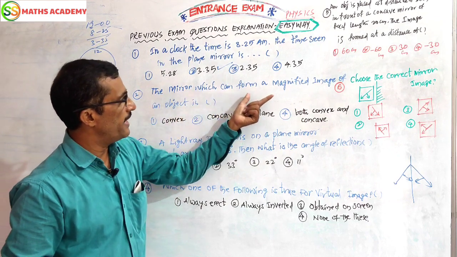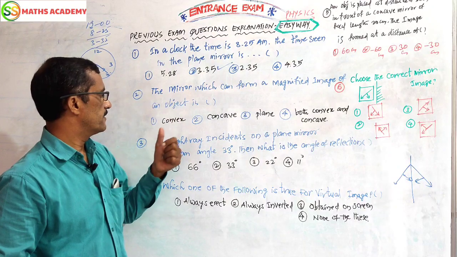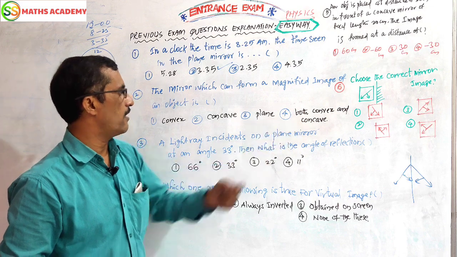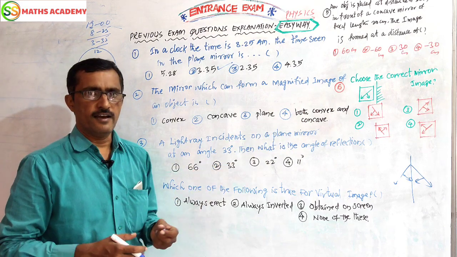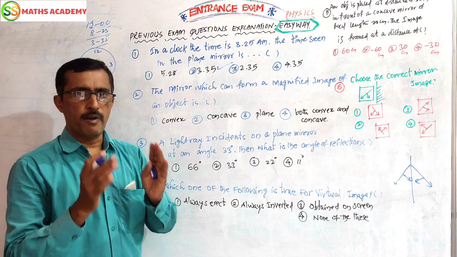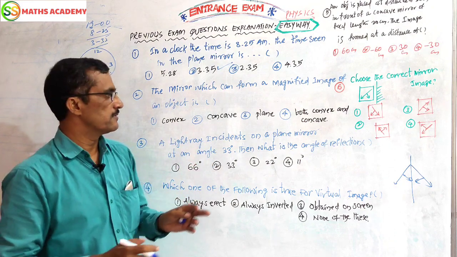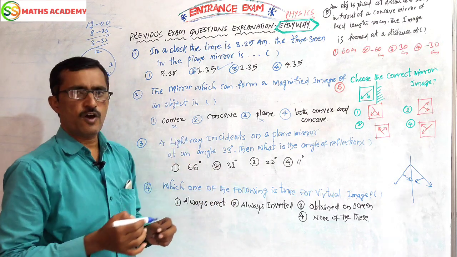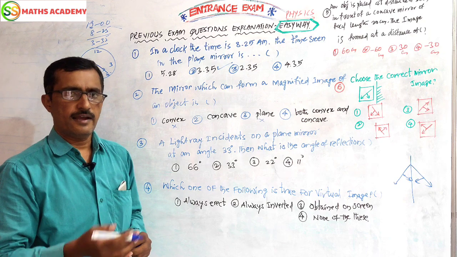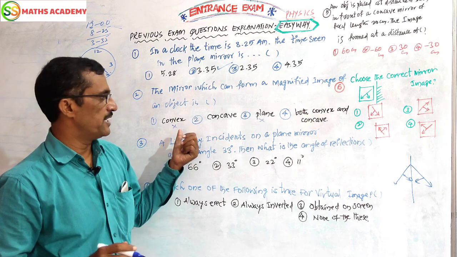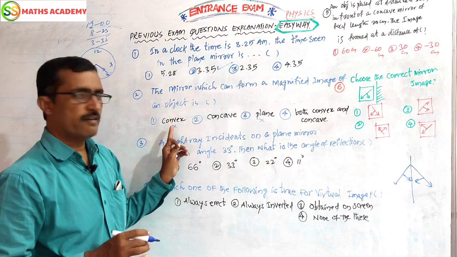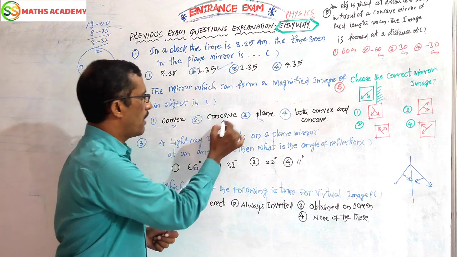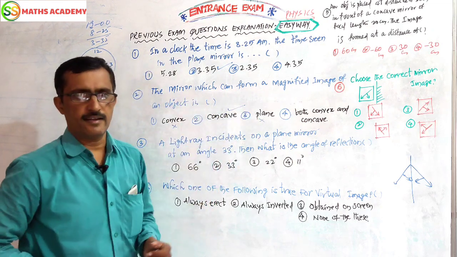Second question. The mirror which can form a magnified image of an object: convex, concave, plane mirror, or both convex and concave. So actually when we discussed the ray diagrams, a plane mirror always forms the same size of image, so it is not the correct answer. And a convex mirror always forms a diminished image, so it cannot form a magnified image. That's why plane and convex mirror are not correct answers. Remaining, which mirror can form a magnified image? Concave mirror. It is the correct answer.